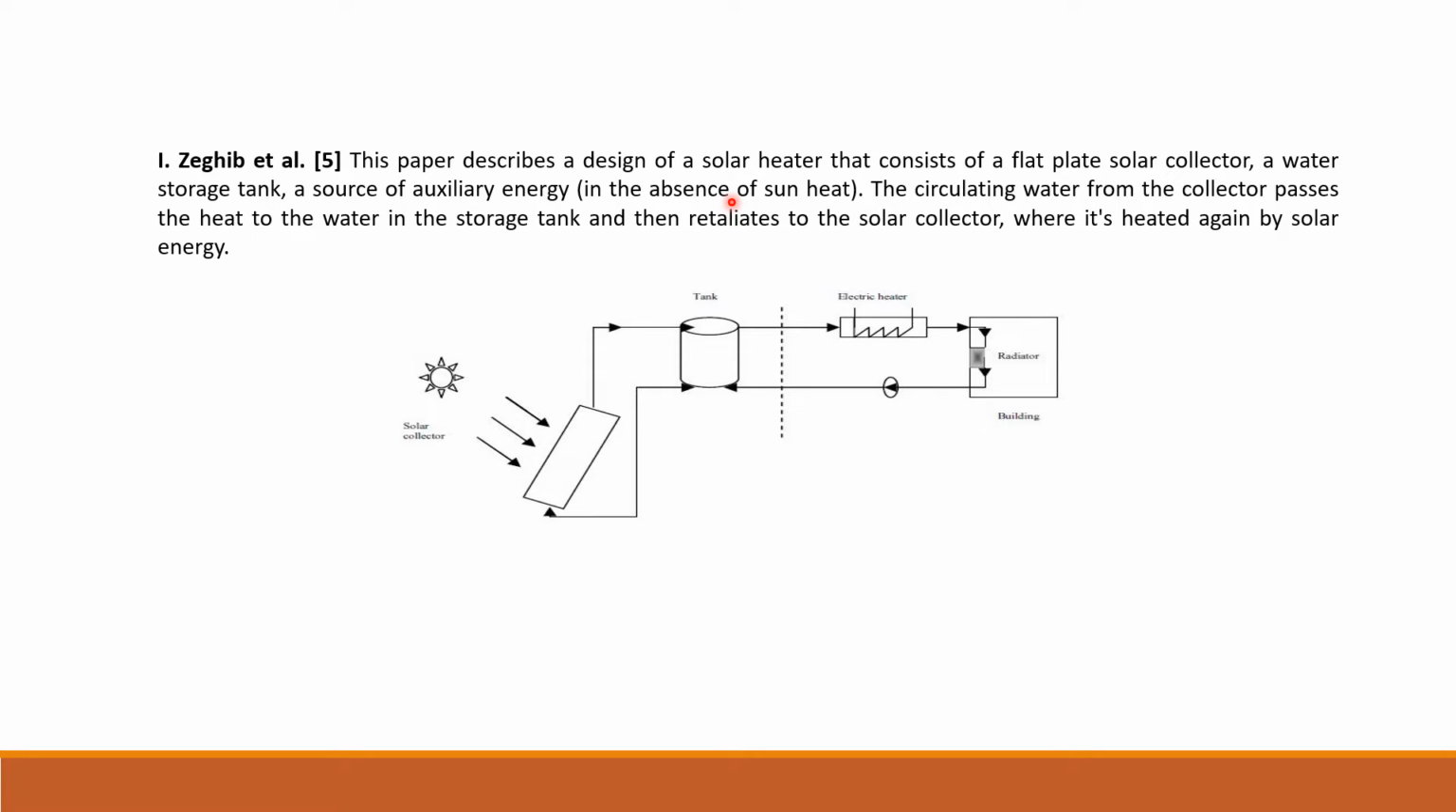In the next paper by Isaac, this paper describes the design of a solar water heater which consists of a flat plate solar collector and a water storage tank, which is heated by solar energy. Here we can see the design of the solar collector and the solar water heating system.